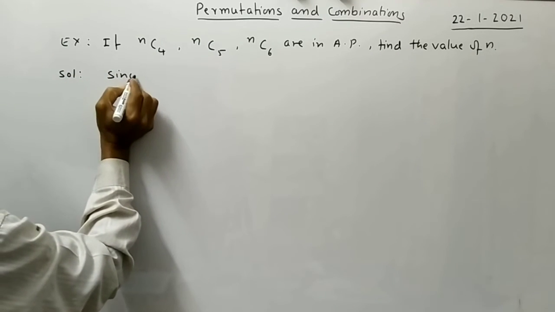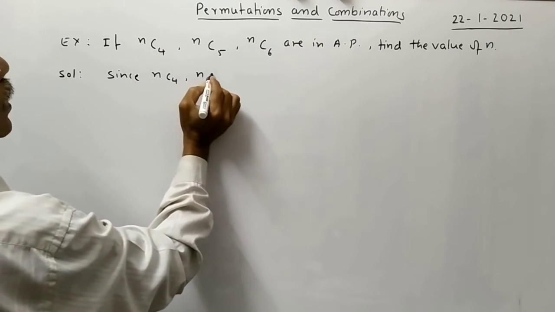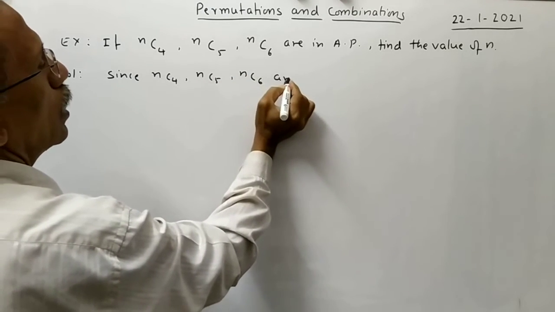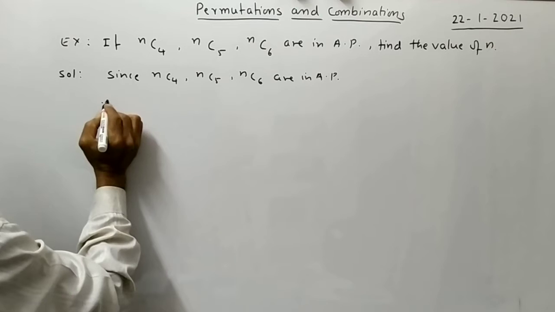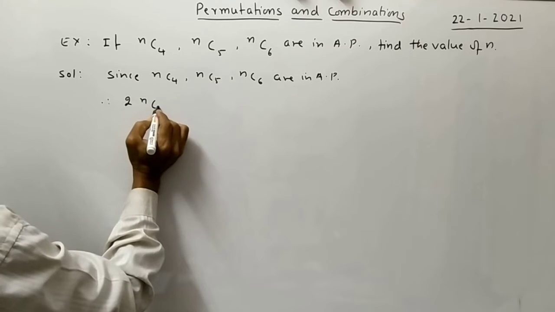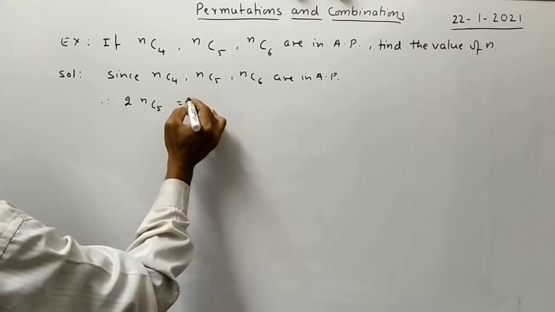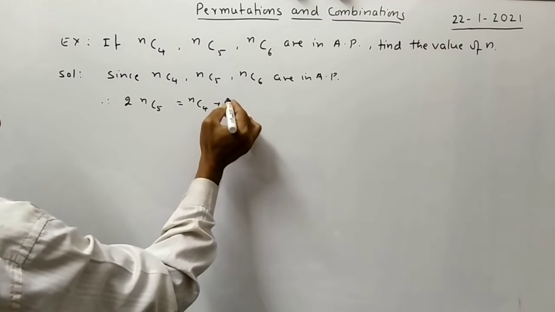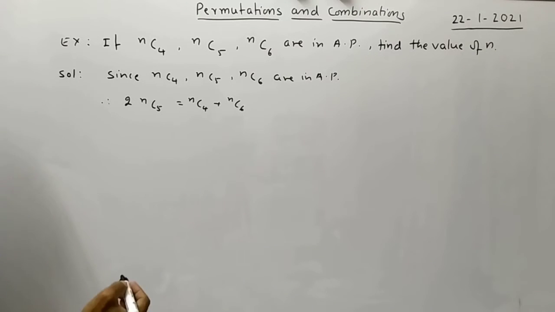Since nC4, nC5, nC6 are in AP, therefore 2 times nC5 is equal to the sum of the first term plus the third term, that is nC4 plus nC6.